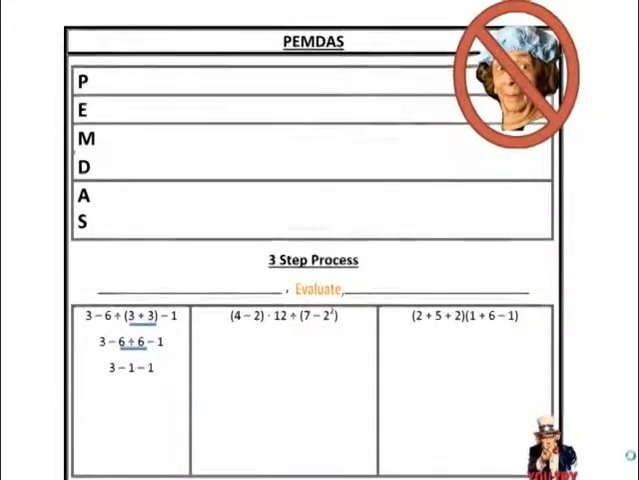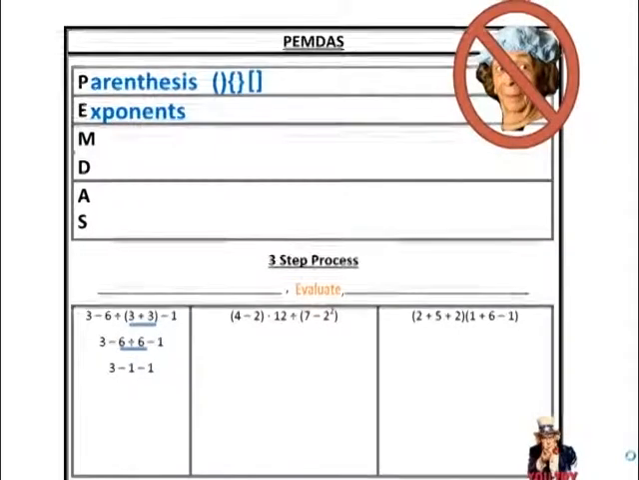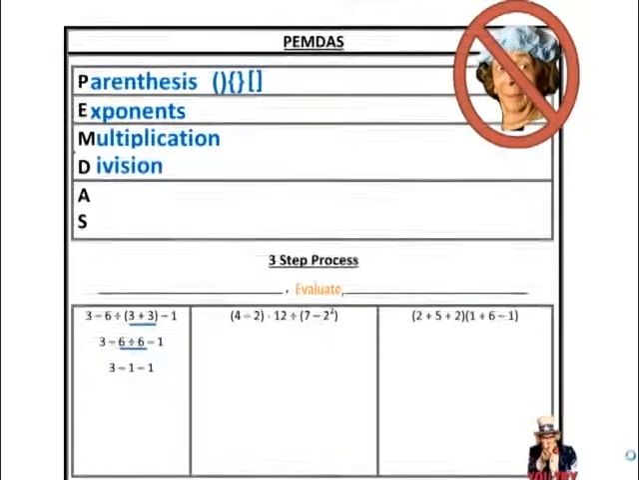PEMDAS, plain and simple. Our P is parentheses. Now this is not just parentheses, it's all forms of grouping symbols. E, exponents, which we talked about yesterday, is powers and exponents. Multiplication and division are grouped together because they are inverse or opposite operations. You do not just do multiplication, then do division. You do multiplication or division, depending on which one you find, going left to right throughout the algebraic expression.